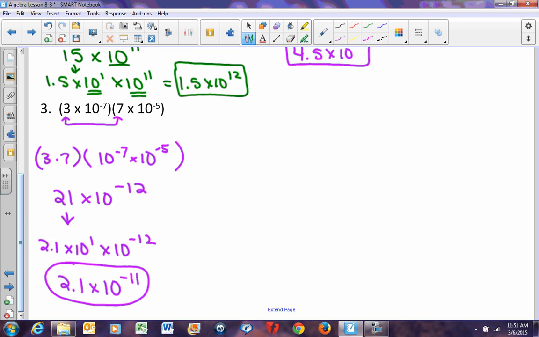And that's how to convert things to scientific notation. And not complicated, but important.